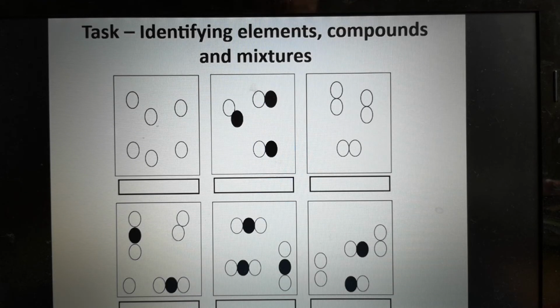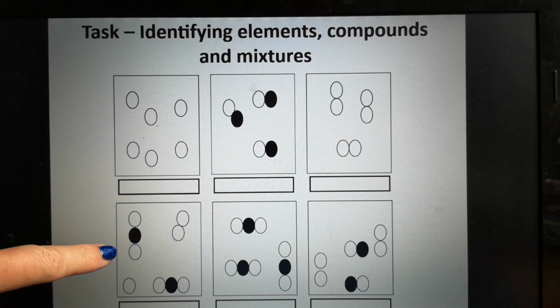Okay, what about number 3? We've got two atoms that are joined together, but both the balls are the same colour. Is that an element, a mixture or a compound? That's still an element, remember? Because those balls are the same colour, because it's the same type of atom, it's still an element. Okay, onto the bottom row now.